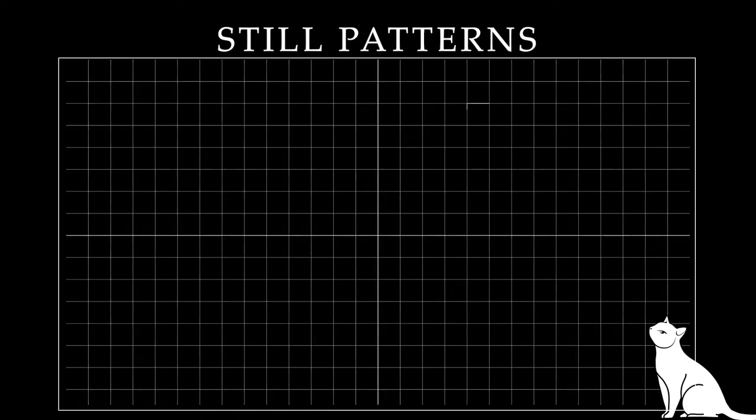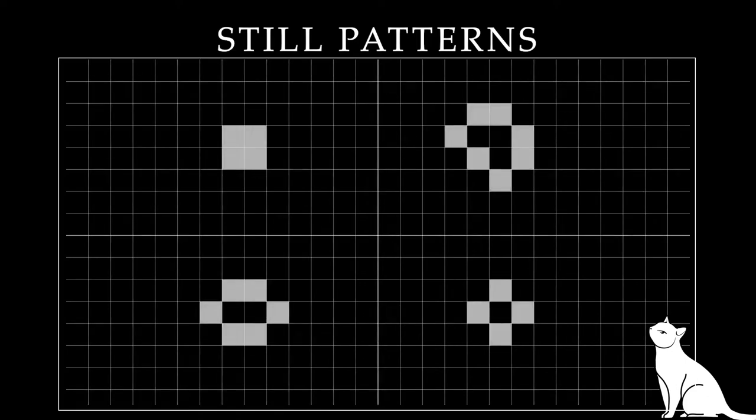A few patterns that emerge. Still patterns are those that remain still. For every single generation, they remain as they are. They are in perfect harmony. All the black cells remain dead, all the white cells remain alive, as they all meet the exact requirements. Nothing changes.